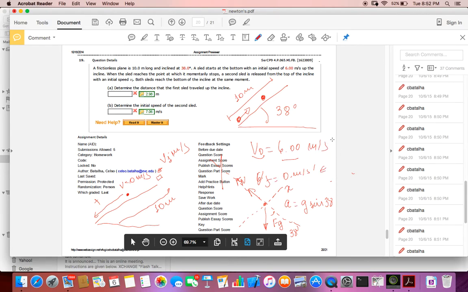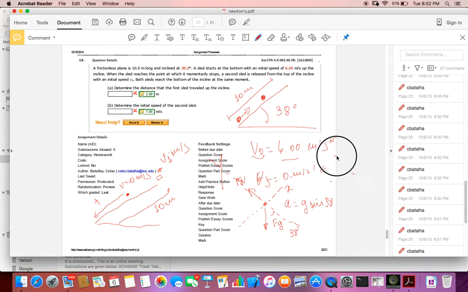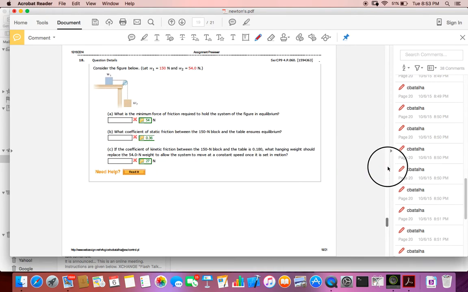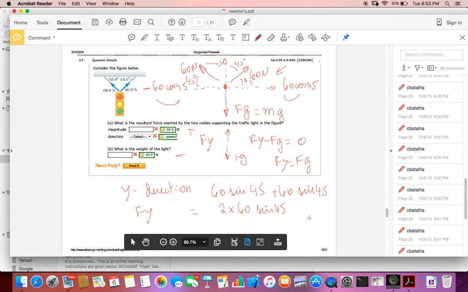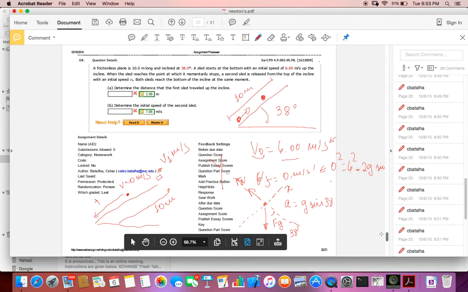So because of that information, the final velocity is given, the initial velocity is given, and then you can apply the kinematic equation. Final velocity squared is equal to initial velocity squared minus 2 times g sine of 38 times del x. So then you can find del x.